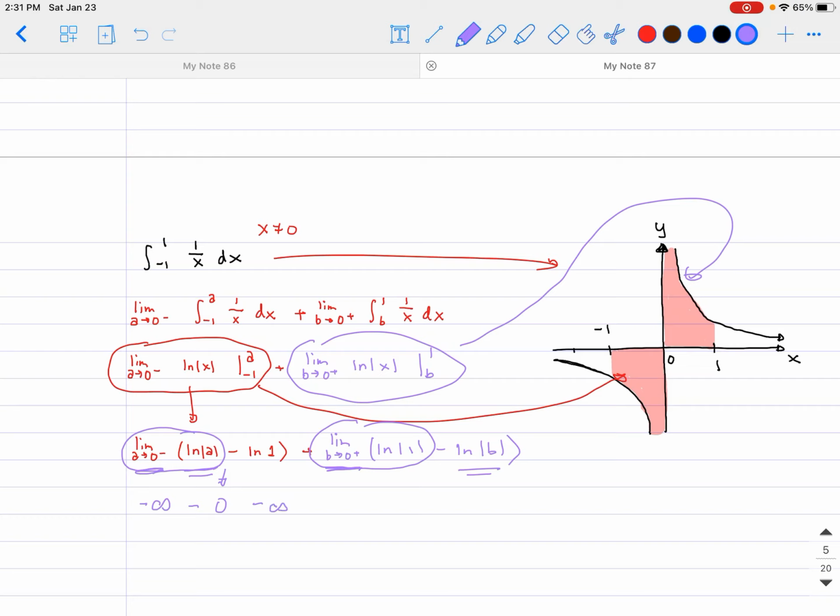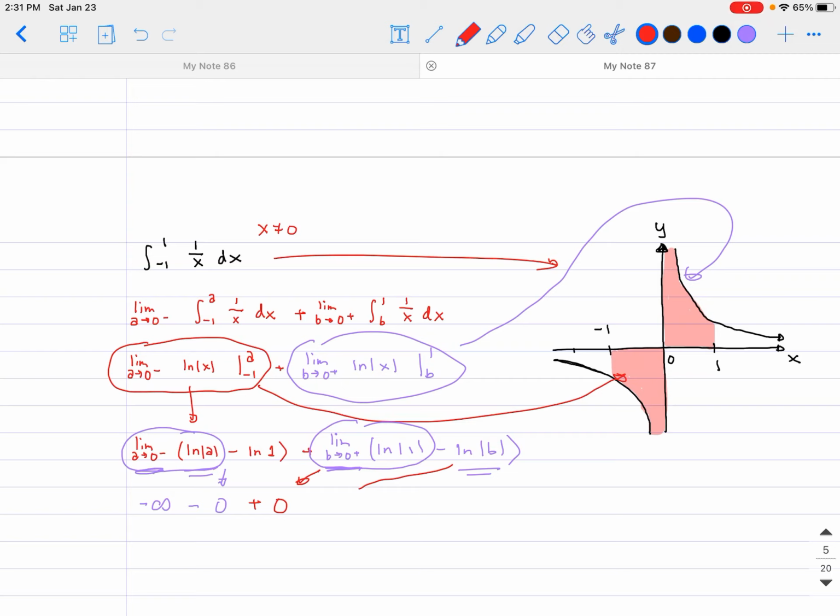And let me see here. I feel like I made a mistake. Oh, no. I'm sorry. I messed up right here. This part, oh, sorry. That actually goes to 0 because of ln of 1. My fault. Okay, so let me go ahead and change that. Okay, so that is going to go towards 0.